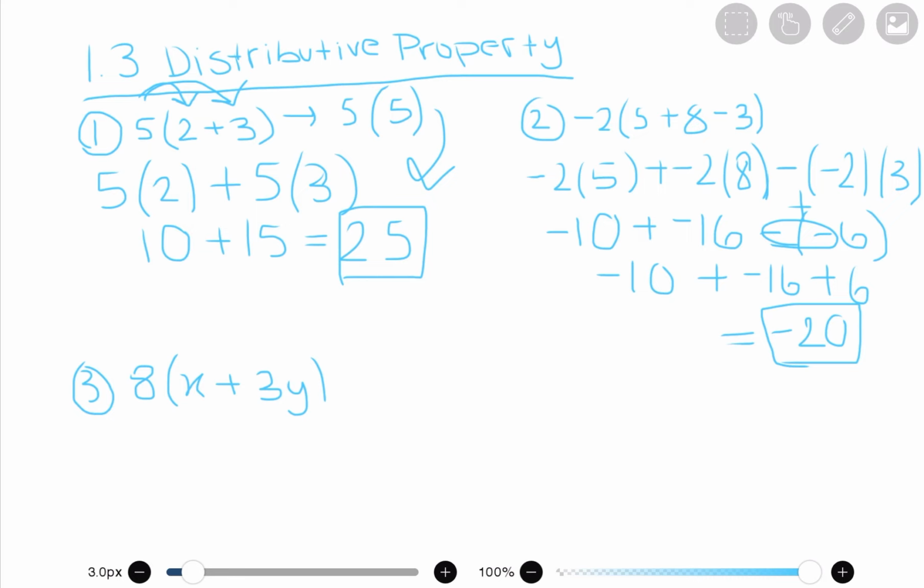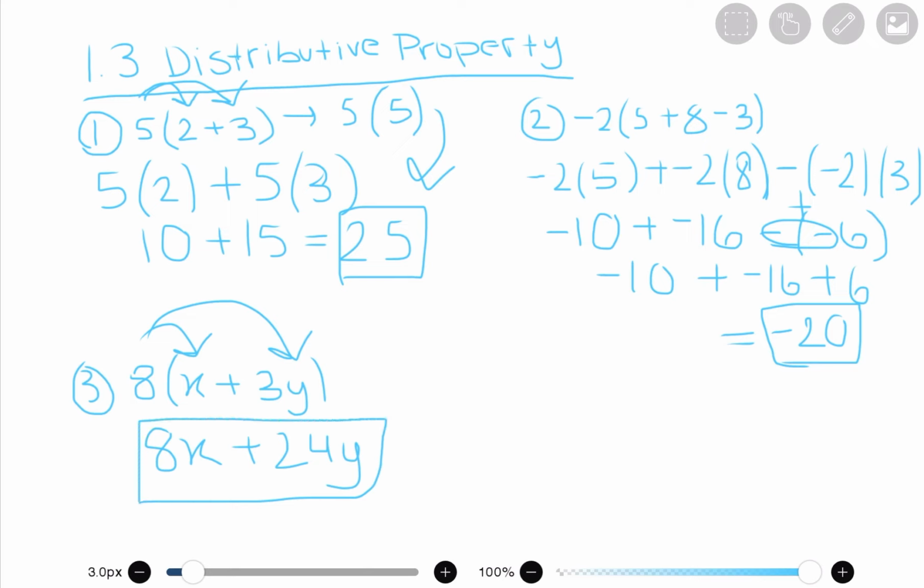So what we can do, to simplify this expression, is to use the distributive property and leave it in that form. That means we multiply the 8 with the x and the 8 with the 3y. So we would get 8x plus 8 times 3, which is 24y. And that's our answer. We would just leave it in that form.